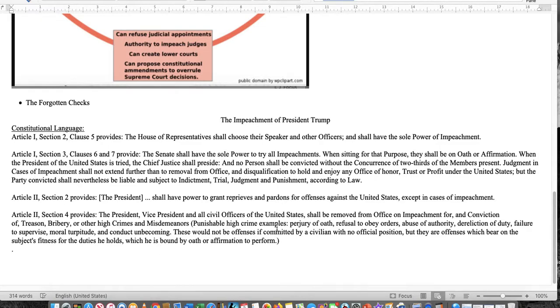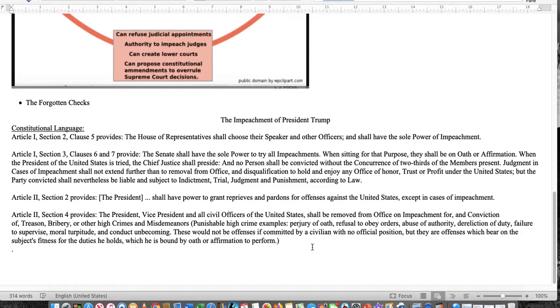What it is, is things like perjury, lying under oath, not obeying orders commanded to him, abuse of authority, which can mean a lot of things, dereliction of duty, not living up to your responsibilities, failure to supervise, moral turpitude, and conduct unbecoming as well. You see a lot of those still present in our military today, and the president is the nation's highest military commander, so therefore they're going to be held to those standards as well. So high crimes are a little bit different than what you think, and they're open for interpretation. So that is all I got on separation of powers, checks and balances.